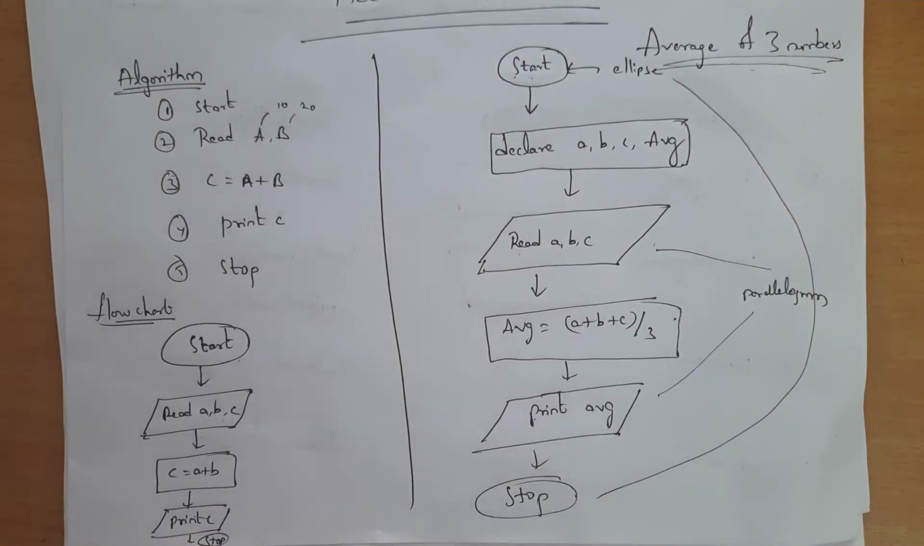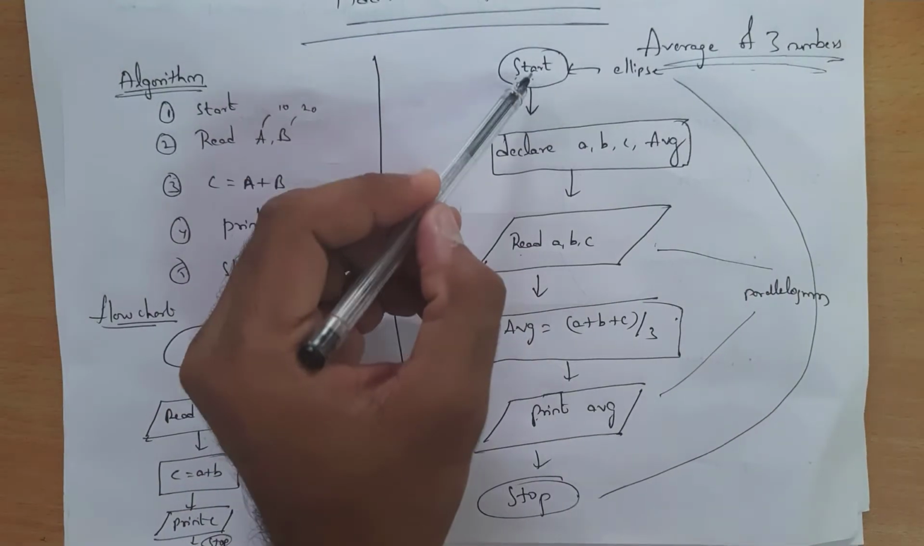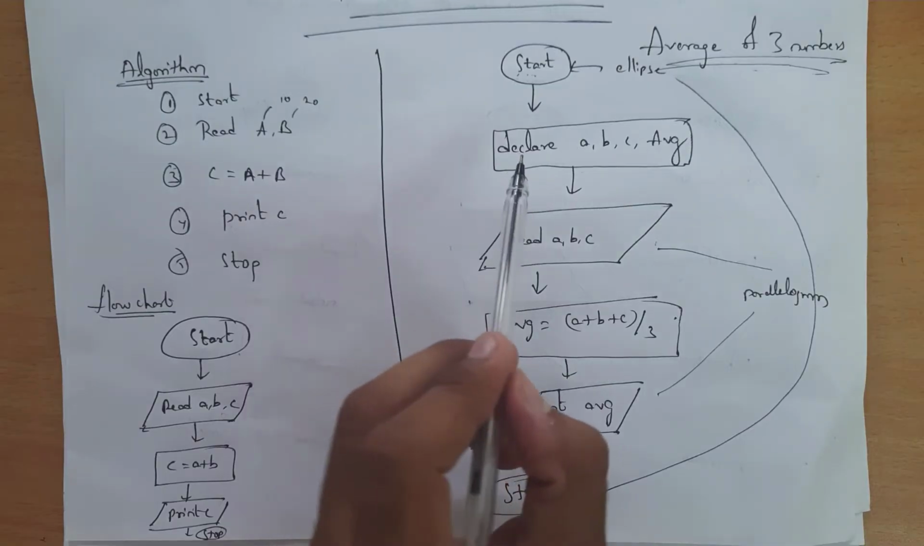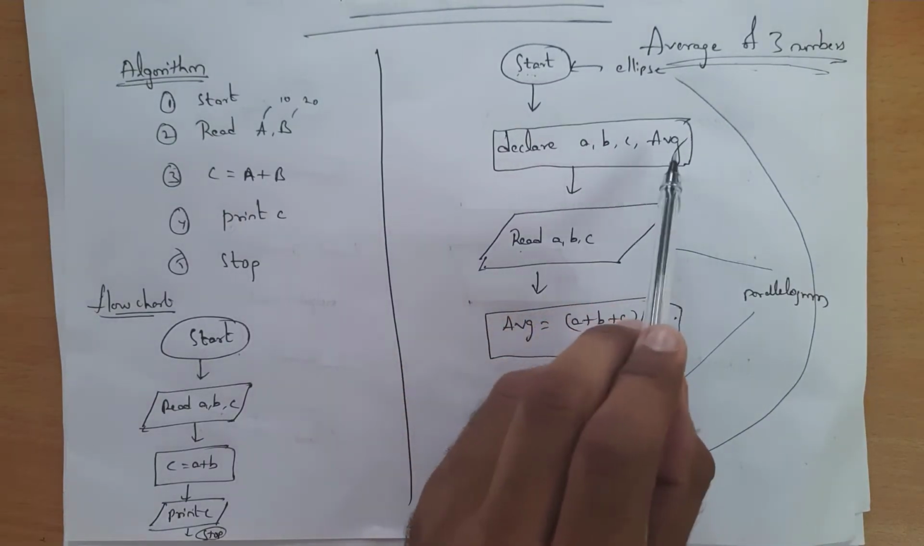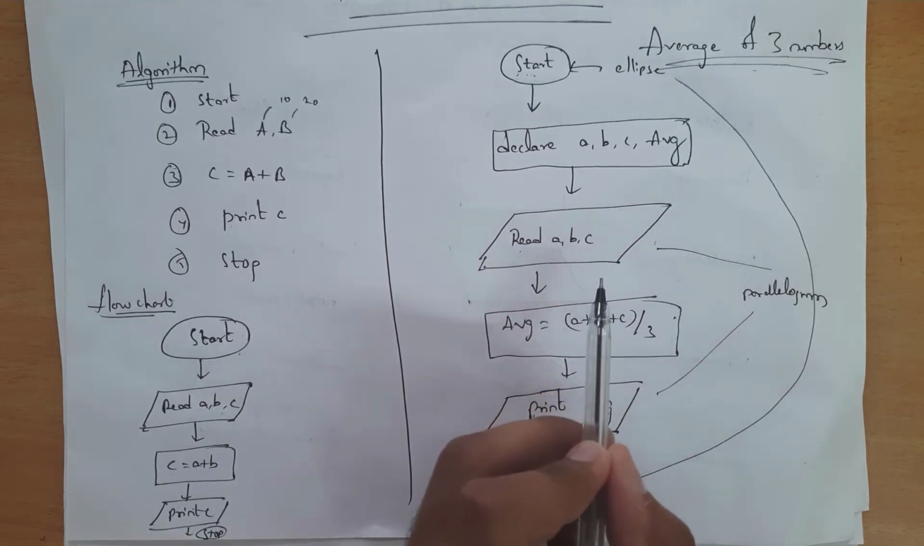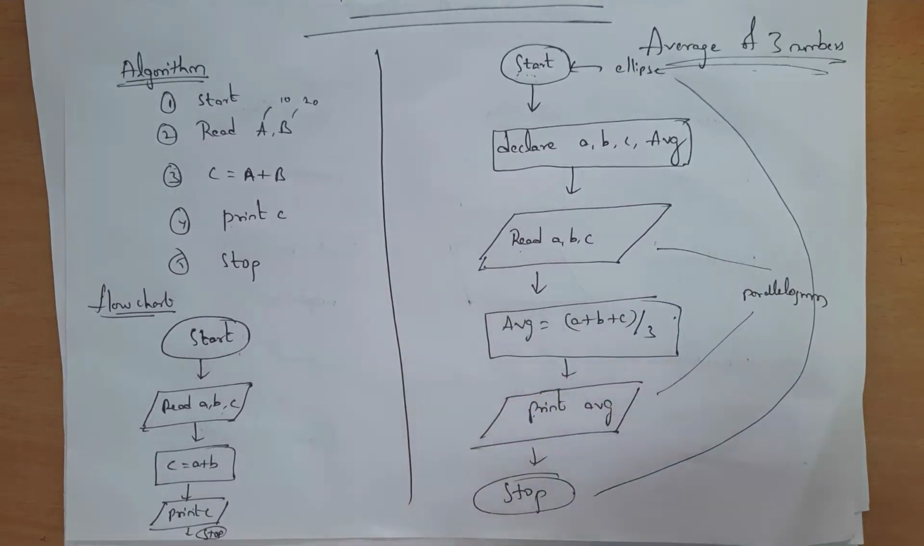Next, this is flowchart for average of three numbers. At first we need to write start in ellipse. After that I am declaring four variables. They are A, B, C and average. After that, read A comma B comma C. That means I am reading 3 values. That means I can store 3 values inside variable A, variable B and variable C.